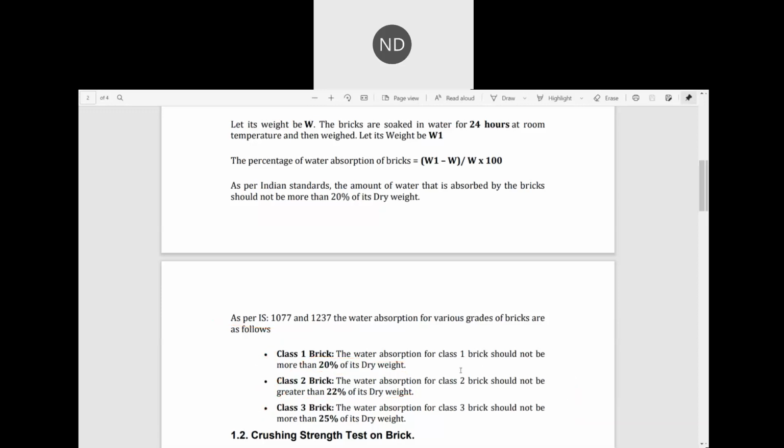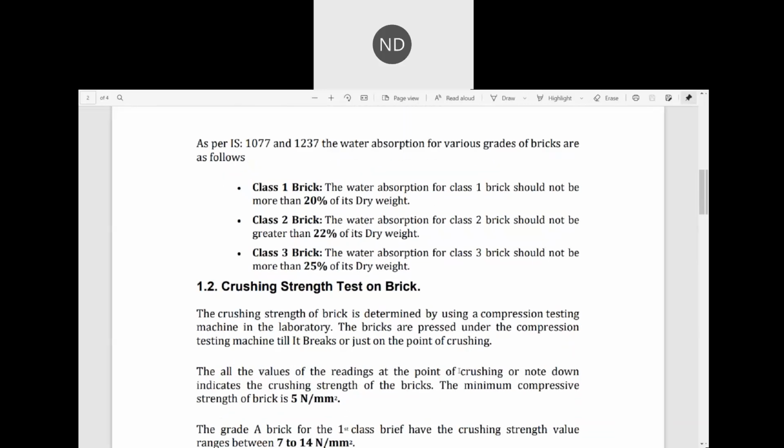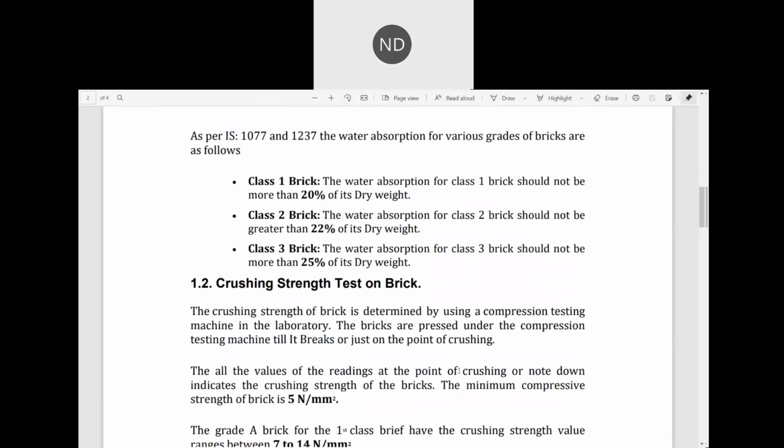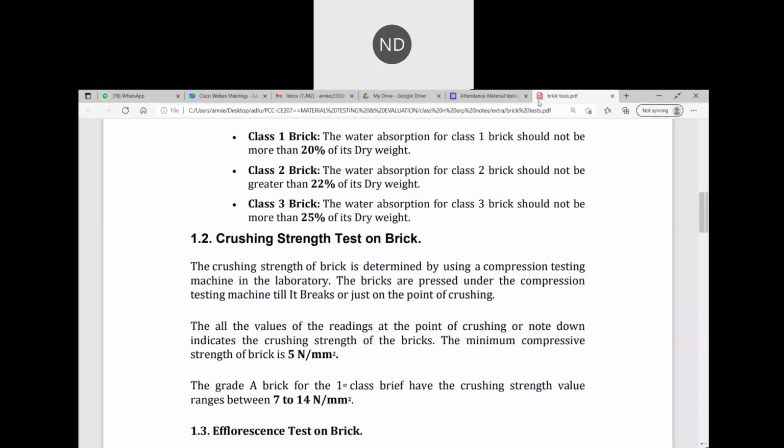Alright, so the next lab experiment which we have to do is the crushing strength test on the brick. After that, we'll go to the efflorescence test on the brick. So first is your crushing strength test.